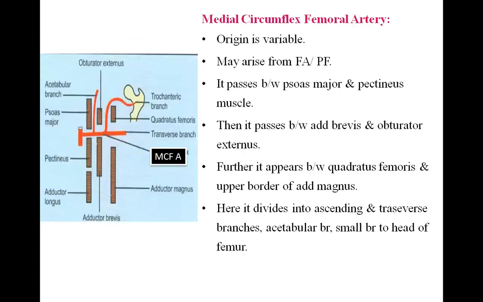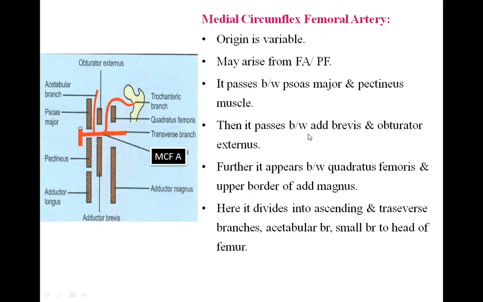Medial circumflex femoral artery. The origin of this vessel is variable. It may arise from the femoral artery or the profunda femoris artery. It passes between the psoas major and the pectineus muscle. So here is the pectineus and here is the psoas major. So here is the medial circumflex femoral artery.